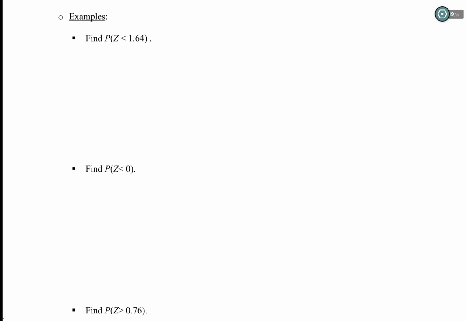Continuing with the normal distribution, in particular the standard normal distribution, we're going to look at applying the tables from the textbook that we need to find certain probabilities. So make sure you have your textbook out, or you can access some sort of normal distribution table. So here, first thing that we want to do is find the probability that z is less than 1.64.